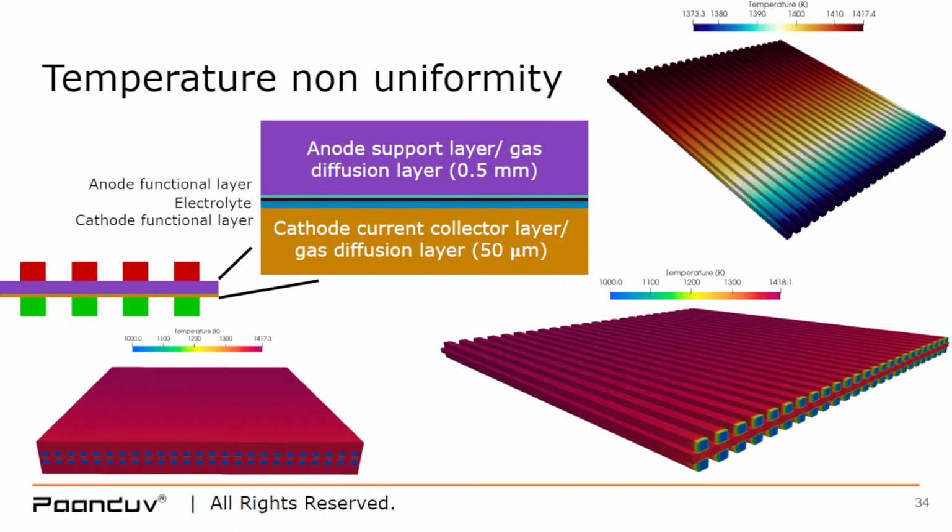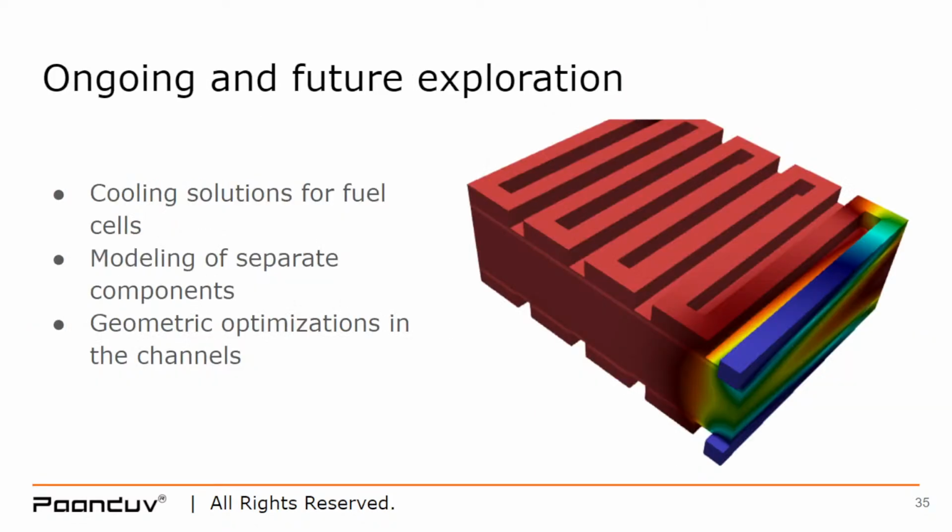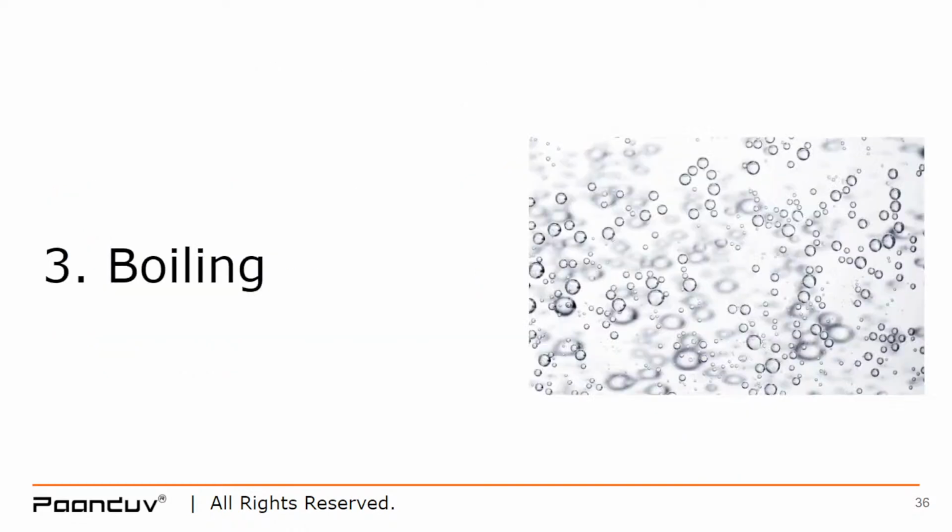So this was a case study that basically incorporates porosity, reaction kinetics, flow dynamics, thermal conjugate heat transfer, thermal management, everything. And you can see that the size of the layers is also in microns. So this is effectively captured. Okay, so the current and the future work that we are looking on for is cooling solutions for fuel cells, modeling of separate components within the fuel cell, and geometric optimizations in the channels. For example, what shape of the channels do you want, in series, in parallel, things like that.